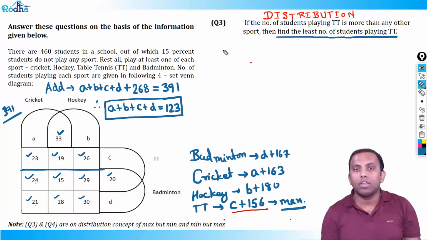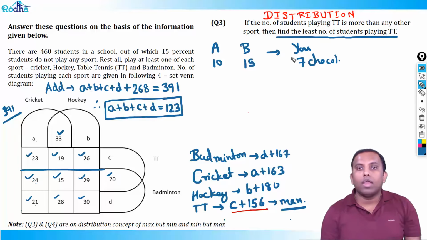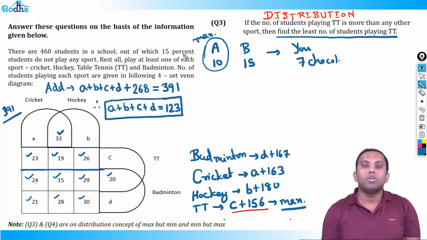For example, suppose I tell you A has got 10 chocolates and B has got 15 chocolates. Now you have got, let's say, a small number just for understanding, suppose 7 chocolates with you, and you have to maximize the number of chocolates with A, but I tell you that number should be as less as possible. So what will we do basically?